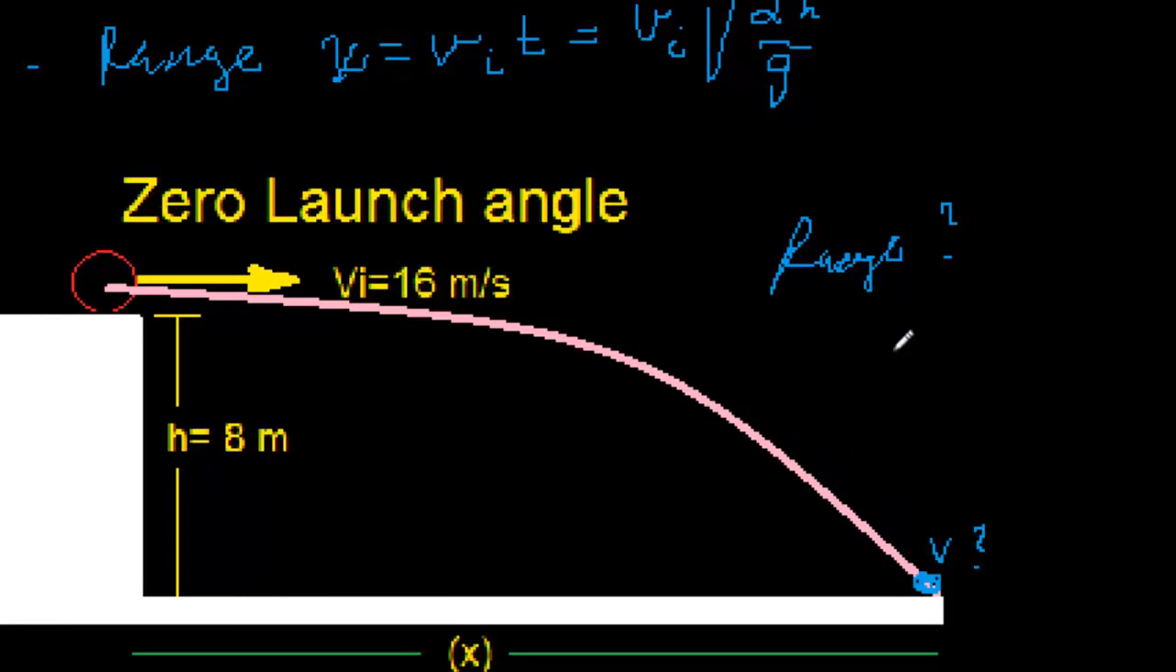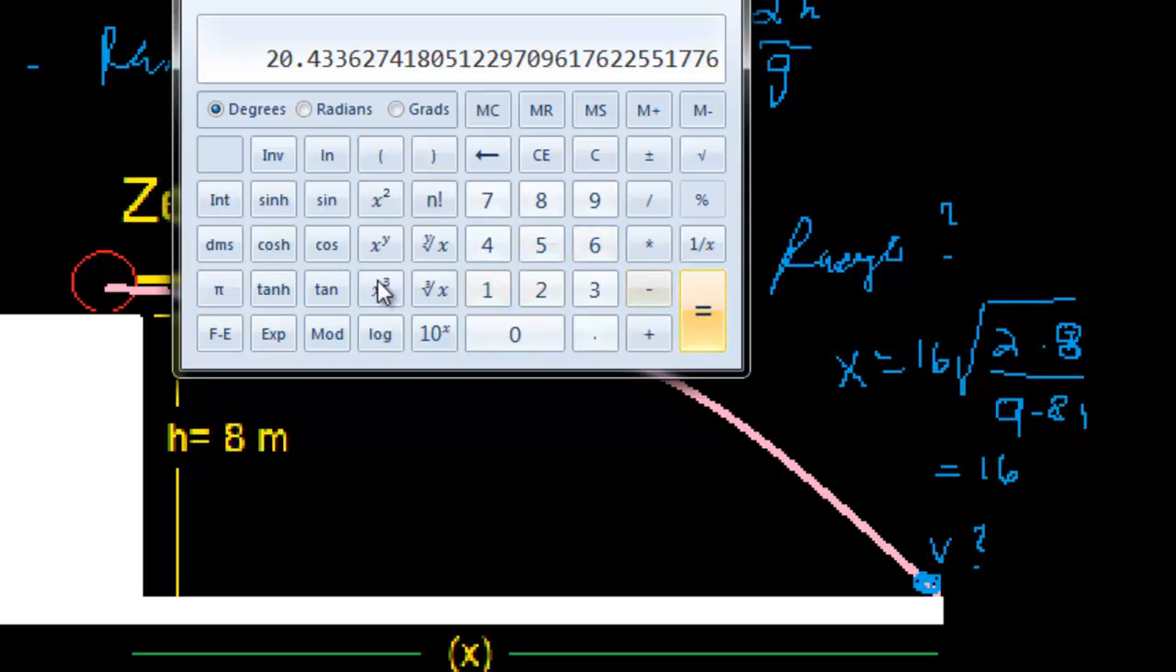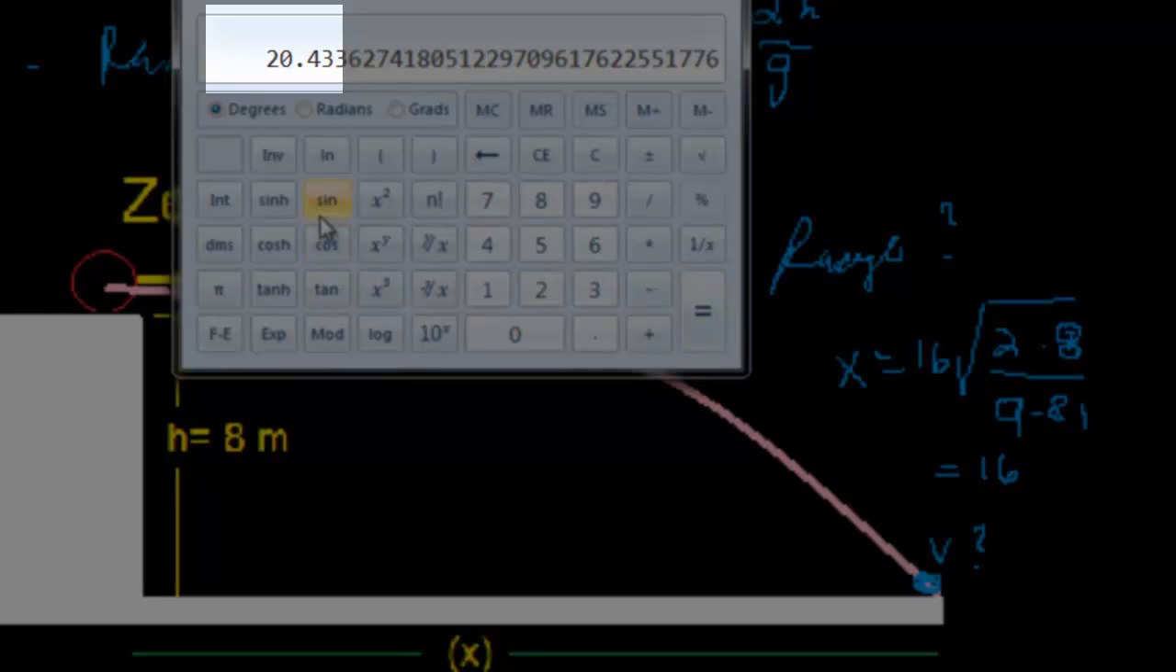Now the range is x, the initial, which happens to be 16, times the square root of 2 times the height, which is 8, divided by gravity, which is 9.81. Let's see what that square root is. And the range is 20 meters, 0.43.